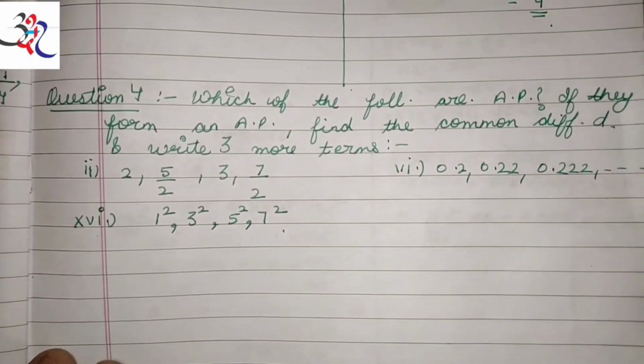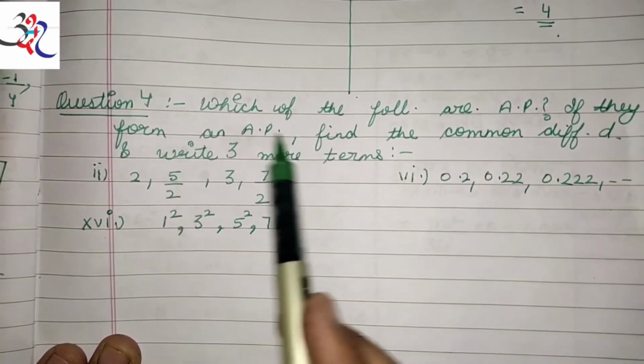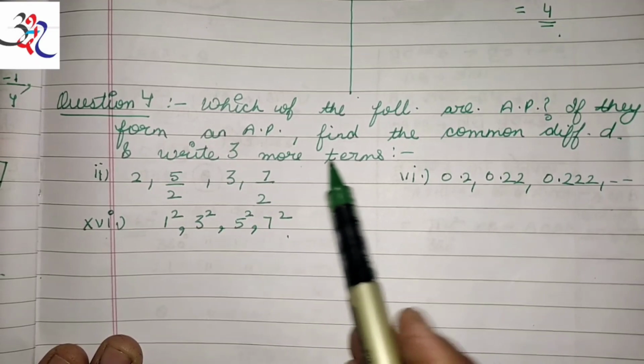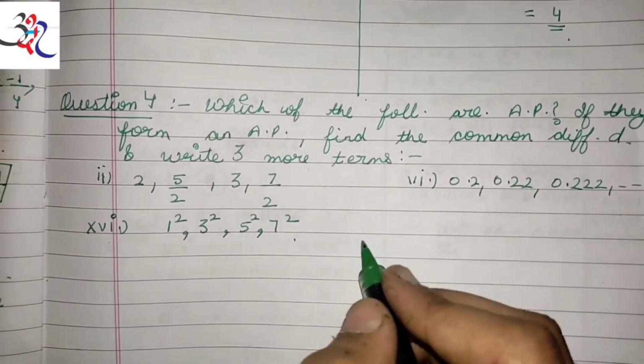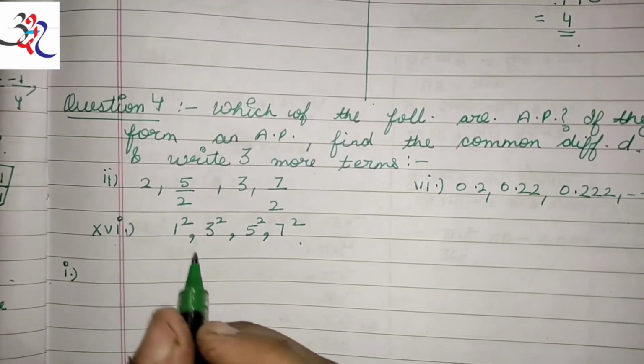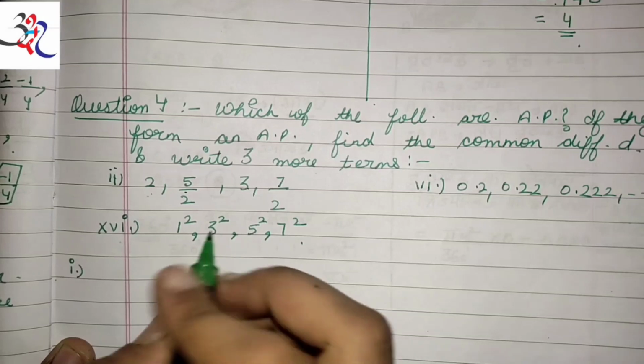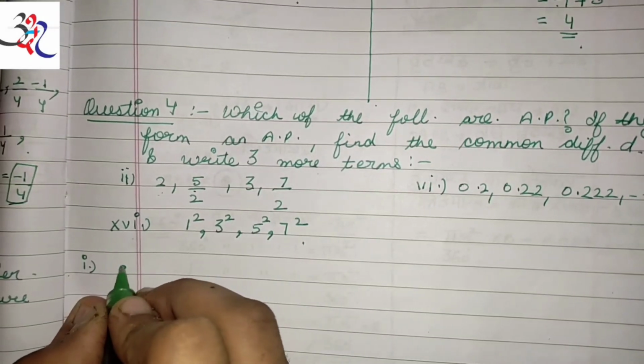So moving to question number 4. Question number 4 says, which of the following are AP? If they form an AP, find the common difference and write down the 3 more consecutive terms. So this time you have to write down the 3 more consecutive terms and decide whether it is an AP or not.